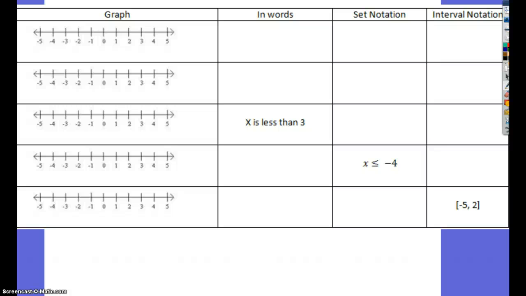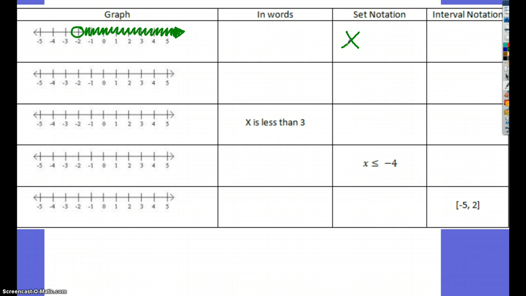On the first graph on your note paper, you're going to circle -2, and you're going to leave it open, and you're going to shade it to the right. This is just because I didn't graph it when I copied the papers. So what we're going to do is write this. We're going to start with set notation first. That's when we can write it with an inequality, less than, greater than.